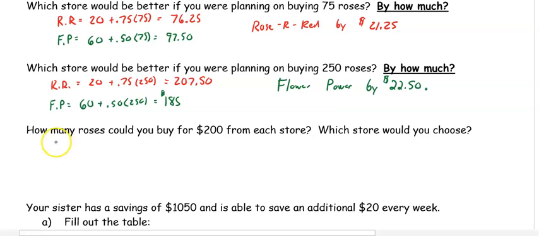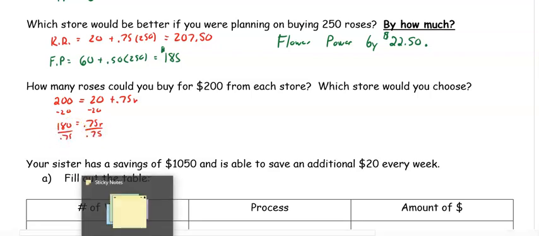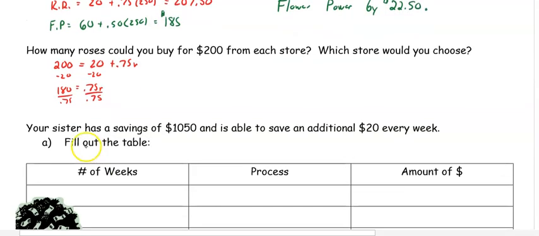So for Roses Are Red, we're going to set 200 equal to 20 plus 0.75 R. We're going to solve for R. So first we're going to subtract 20 from both sides. 180 equals 0.75 R. Divide by 0.75. 180 divided by 0.75 would give us 240 roses.